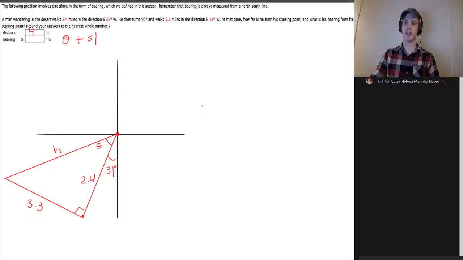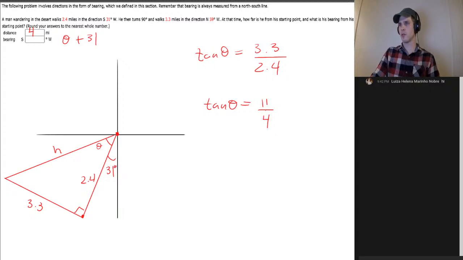Now, I can find theta using the tangent. The tangent of theta is equal to the opposite, which is 3.3 over 2.4. And so we can reduce that to be 11 over 8. And then we'll take the tangent inverse of both sides. Tangent inverse composed with tangent cancels out, and that'll be equal to the tangent inverse of 11 over 8.